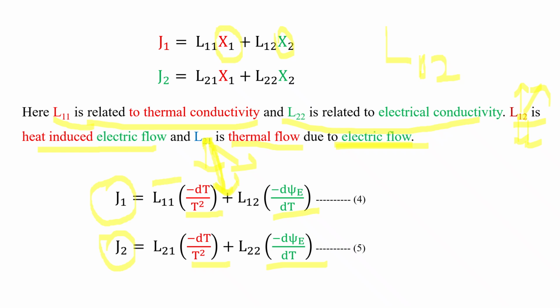Here you can see the L11 represents the heat flow due to difference in temperature. L12 represents the heat flow due to difference in the potential. In the same way, L21 represents the electrical flow due to difference in thermal conductivity. L22 represents the electrical flow due to the difference in the potential.